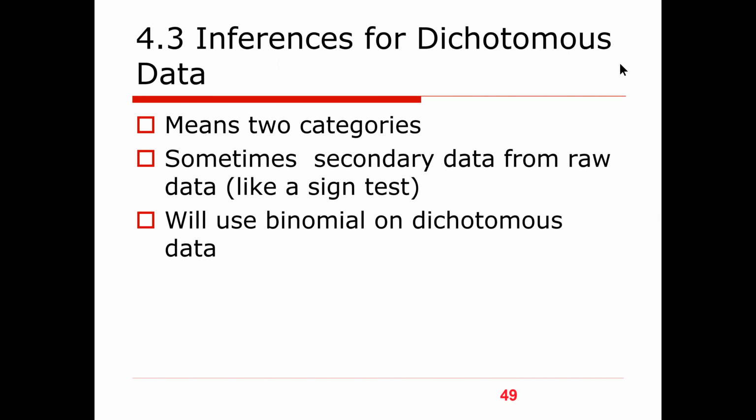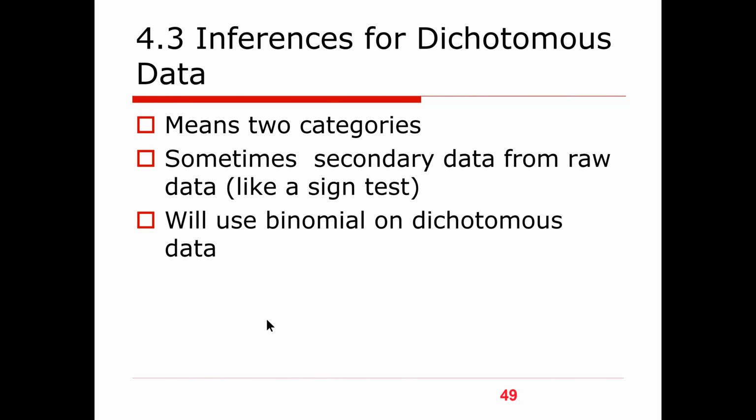So let's go on with section 4.3, inferences for dichotomous data. Dichotomous data means binary data. Usually they follow the binomial distribution. So there are usually two categories in the data, like tossing a coin, we can get either head or tail.